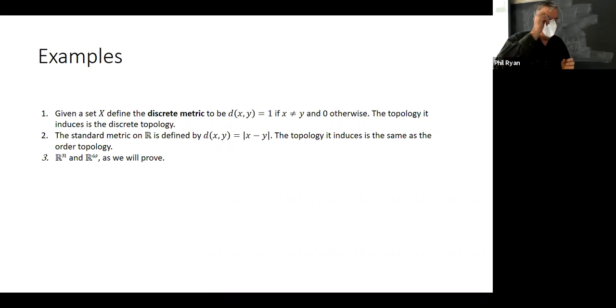Okay, and the topology it gives, of course, is the discrete topology. And why is that? Well, if you look at the ball centered at x with epsilon 1, that's just going to be the singleton x. And so that means the singleton x is an open set, and any topology where all the singletons are open gives us the discrete topology.